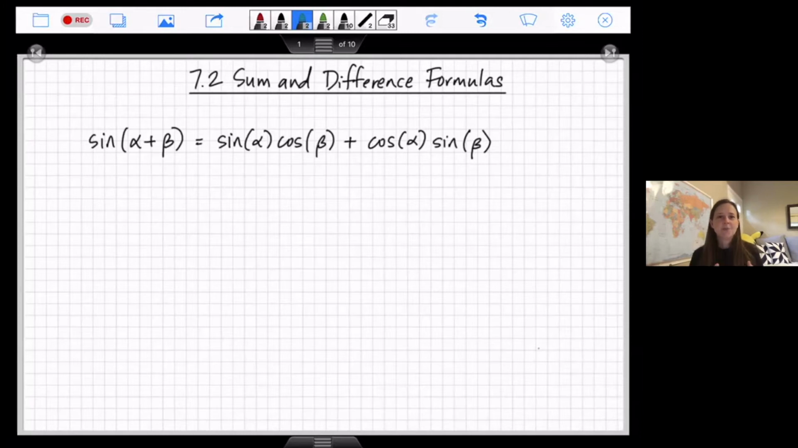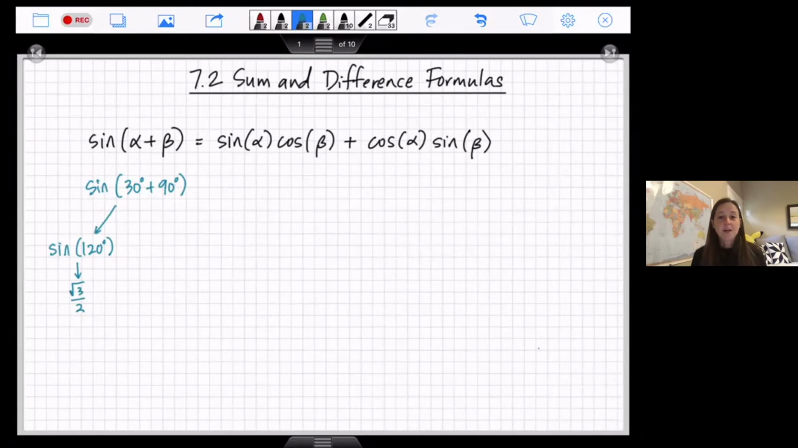So I'm going to pick something really easy that we can verify with our unit circle. I'm going to evaluate the sine of 30 degrees plus 90 degrees, because those are two angles that I know the sine and cosine of by looking at my unit circle. I also know that the sine of 30 plus 90 is equal to the sine of 120. And looking at my unit circle, the sine of 120 is going to be the square root of 3 over 2. It's over there in quadrant 2.